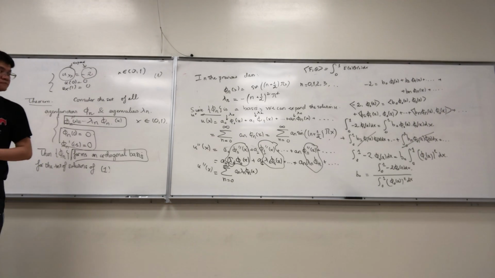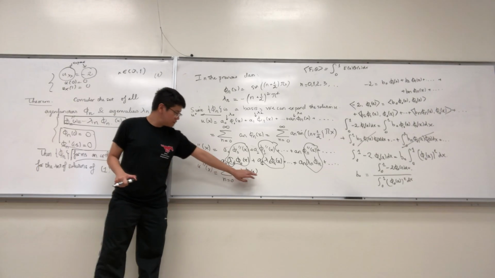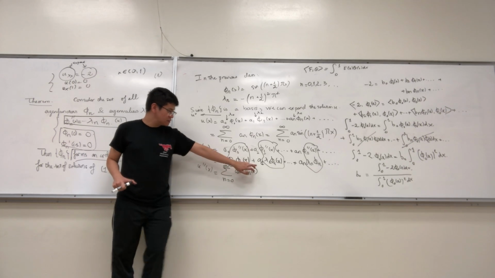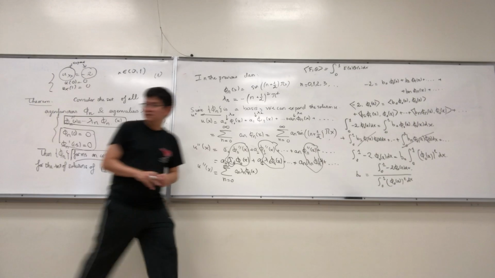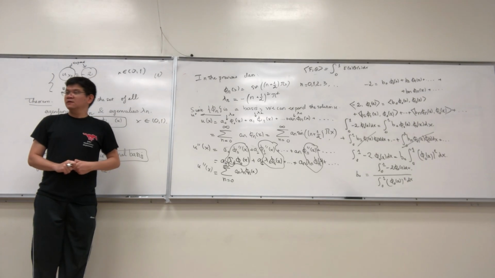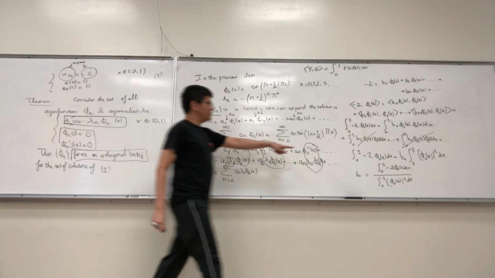Bottom left, the second line up, there is supposed to be a lambda n phi n of x, right? Yes. The last, there is an x there, right? Yes. Okay. Right. So, any questions for this?